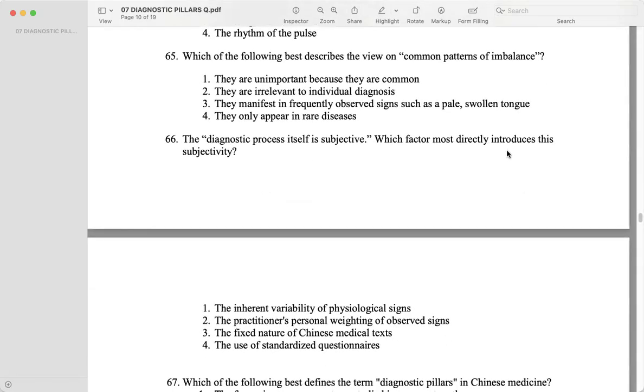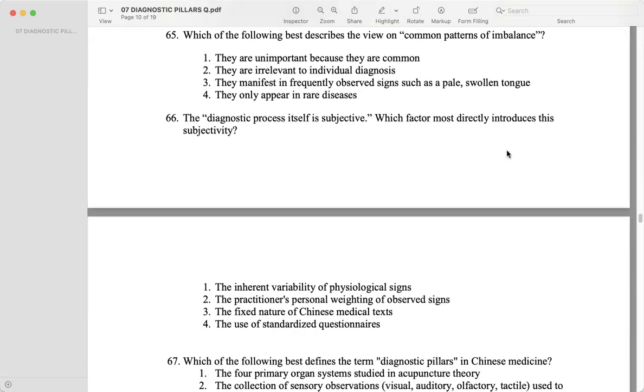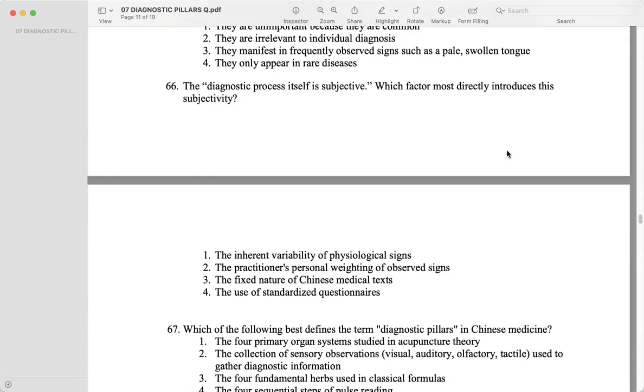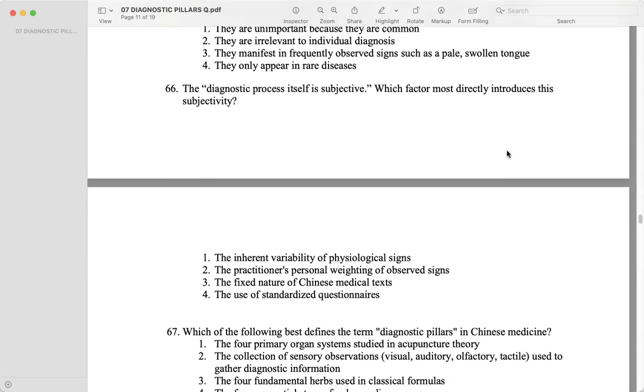Which of the following best describes the view on common patterns of imbalance? They manifest in frequently observed signs such as a pale, swollen tongue. Actually, you see this a lot of times, 90 to 95% of patients, believe me. It's common. Yes, di ba? The diagnostic process itself is subjective.